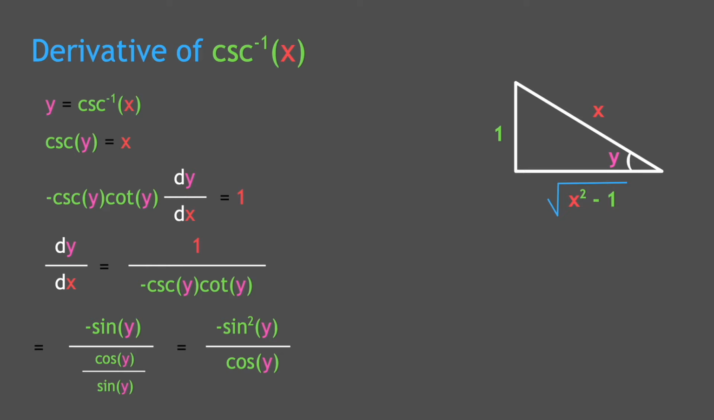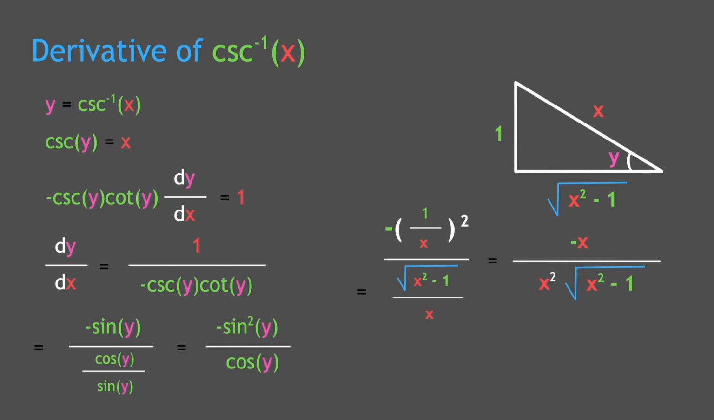We can now replace our trig functions with our values from the triangle and have negative 1 over x squared divided by the square root of x squared minus 1 divided by x. And this is equal to negative x divided by x squared times the square root of x squared minus 1. And then we can drop our x's and have negative 1 divided by x times the square root of x squared minus 1.